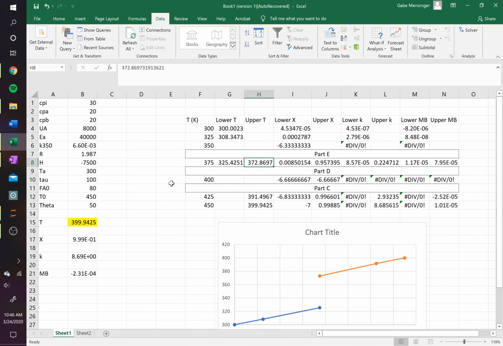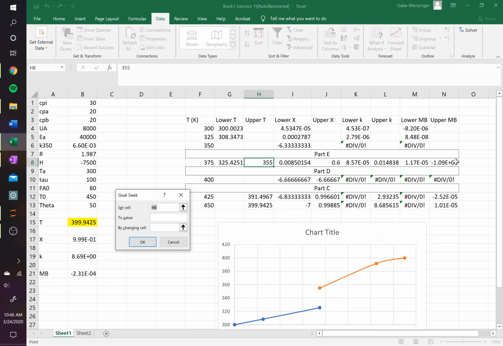And in the last help hours, I did not realize this because I was following my homework from last year. But I told you guys to use a guess of 355. So let's go and solve that just to show you that it can solve. So we're going to set that one to 0 by changing this.